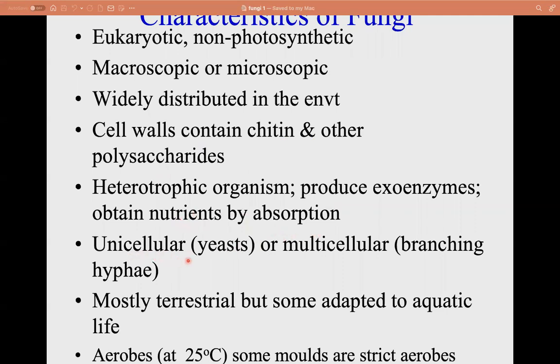There are unicellular, which are the yeast, and the multicellular, which produce branching hyphae, which are known to be the molds. And this hyphae is the tubular structure of these molds. Mostly they inhabit terrestrial habitats or land, but some were adapted to aquatic life. They are aerobic, especially at 25 degrees Celsius. Some molds also are known to be strict aerobes.